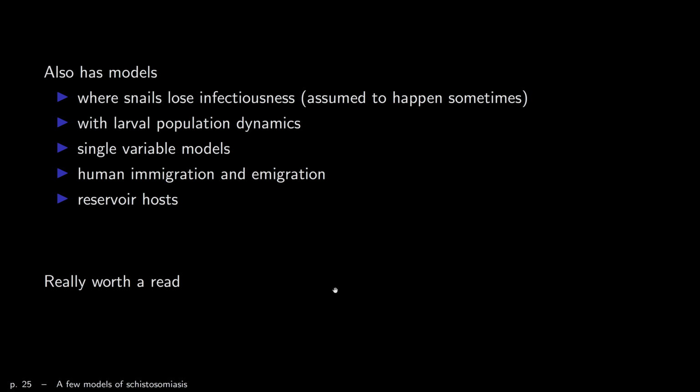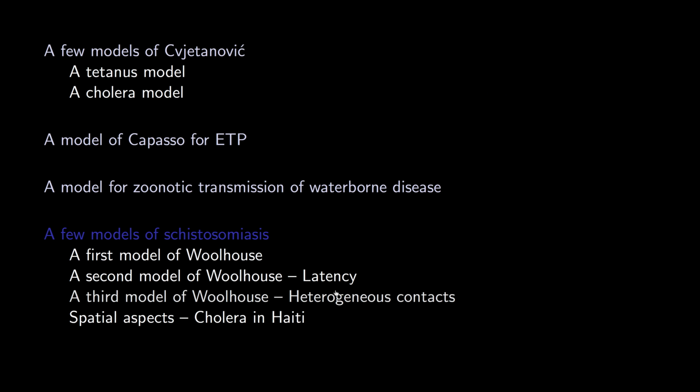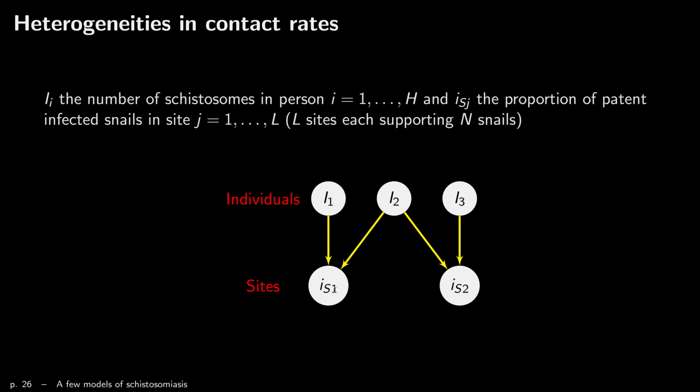There's a model with larval population dynamics. There's models where he has simplified things so that you can summarize everything in a single equation. There's models where human immigration and emigration take place. There's models with reservoir hosts, etc. As I said, it's quite a long paper. It's worth a read. I'm going to talk about another model of Woolhouse. I think it's in another paper. I need to make sure where my reference is. I'll go dig it out.